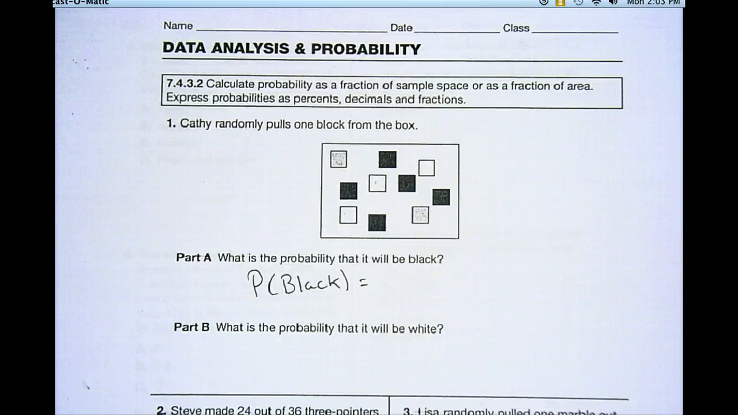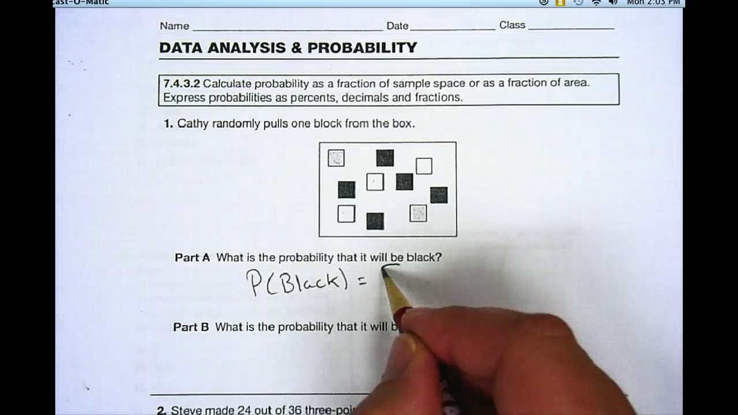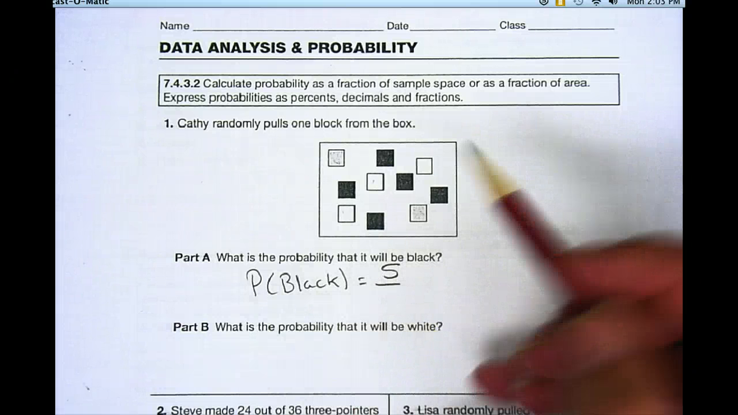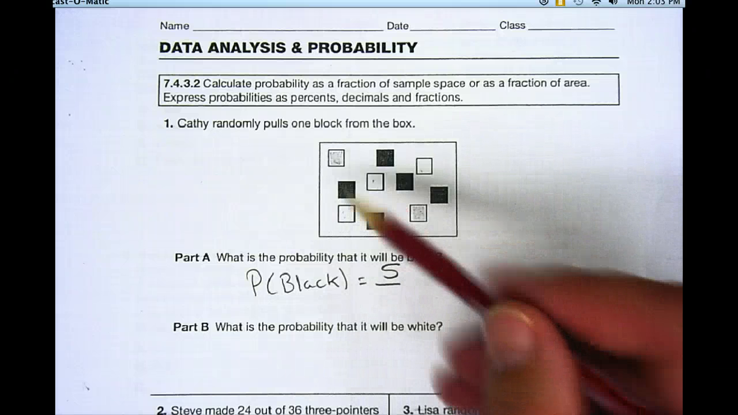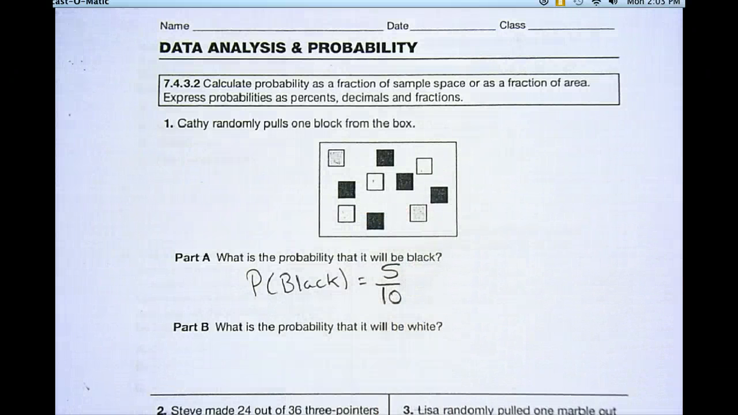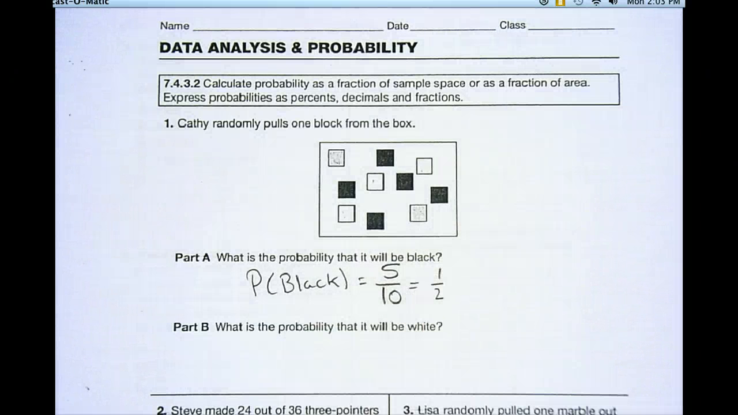So what I have to do is count the number of black cubes. If I look at it, I have 1, 2, 3, 4, 5. So it's 5 that are black out of how many outcomes are there? 1, 2, 3, 4, 5, 6, 7, 8, 9, 10. So the probability that it's black is 5 out of 10, which I can reduce to 1/2. Okay? Next problem.